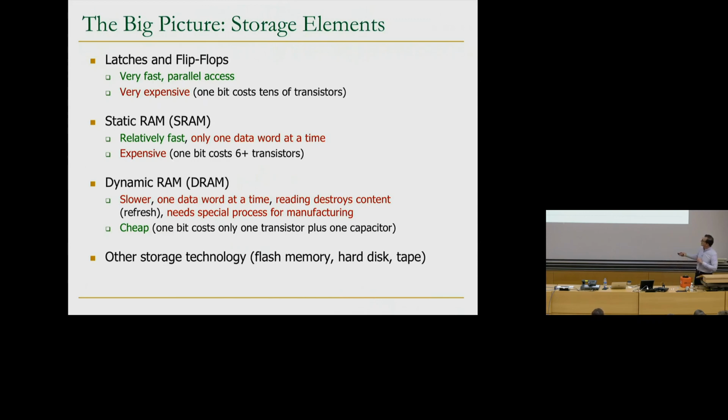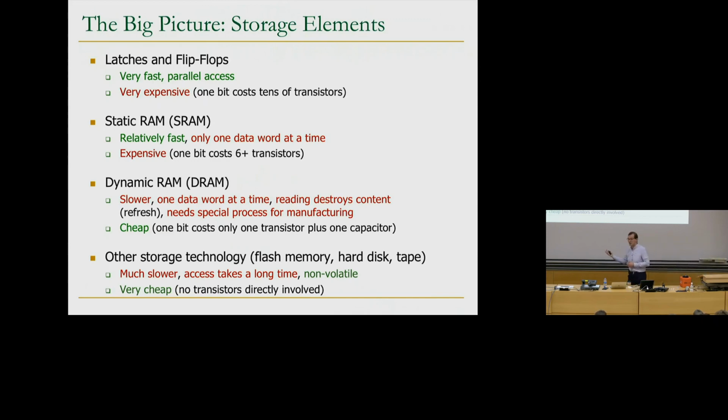And other storage technology, flash memory, hard disk, tape, these are different technologies. Basically, they're much slower, access takes a long time, but they have the advantage of being non-volatile. Basically, when you power them off, you don't lose data because they're made of materials that can keep the data even when they're powered off, like a rock, right? A rock, when you etch into it, it doesn't lose the data. But SRAM loses the data if you turn off the power to it, because it captures the charge, and once the power is turned off, charge is gone, right? But these are very, very cheap.